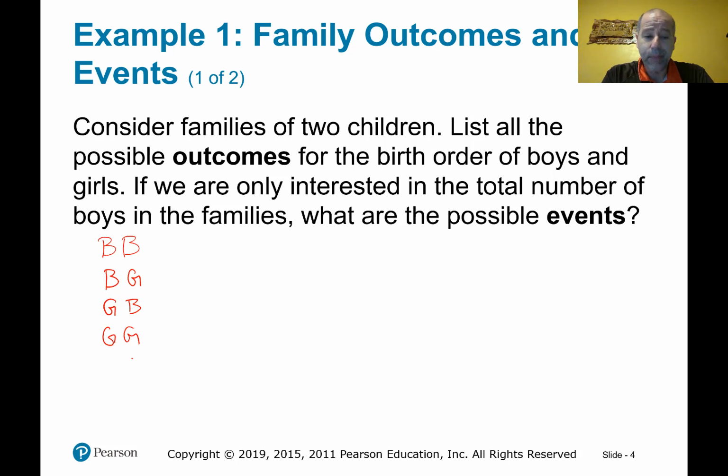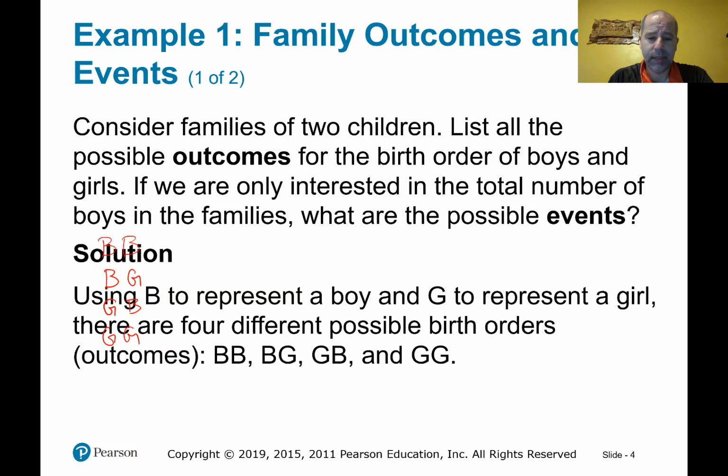Now, what are the possible events? Well, there's all kinds of possible events. We could count the number of boys, we could count the number of girls, we can define different events. Okay, so let's see what they have here. There are the possible outcomes, just like I said.